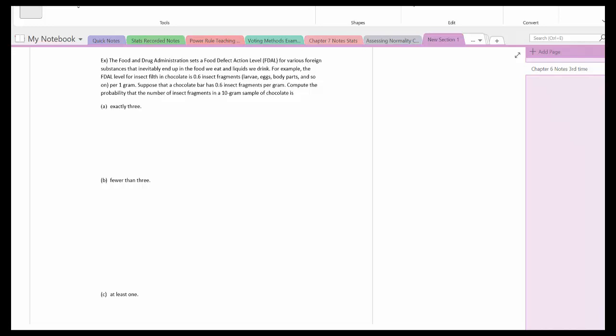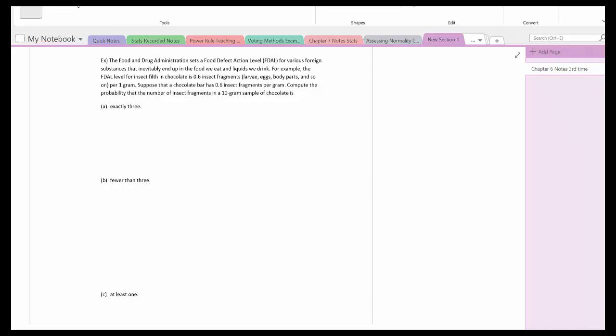Okay, let's take a look at the next example. So the Food and Drug Administration sets a food effect action level for various foreign substances that end up in the food we eat and liquids we drink. For example, the FDAL level for insect filth in chocolate is 0.6 insect fragments per 1 gram. Suppose that a chocolate bar has 0.6 insect fragments per gram. Compute the probability that the number of insect fragments in a 10-gram sample of chocolate is the following.